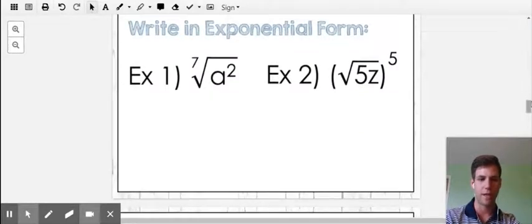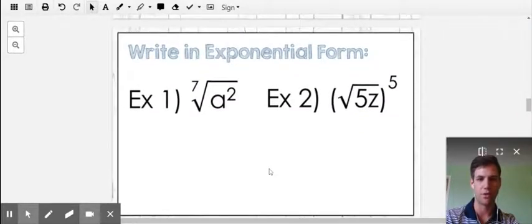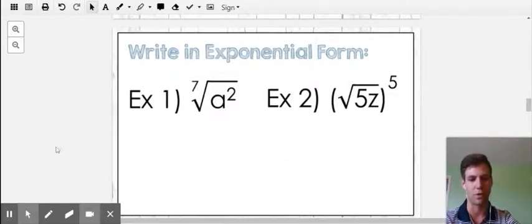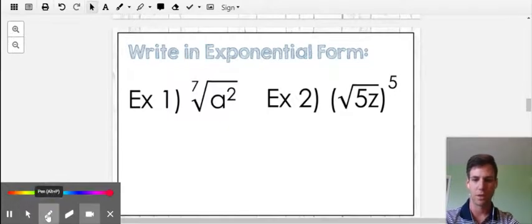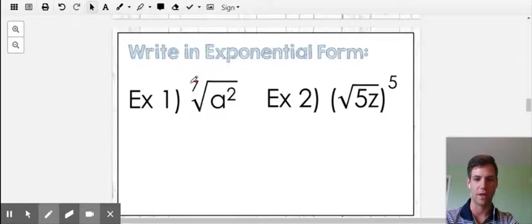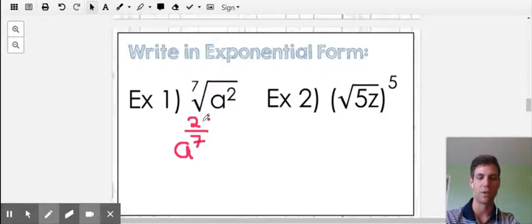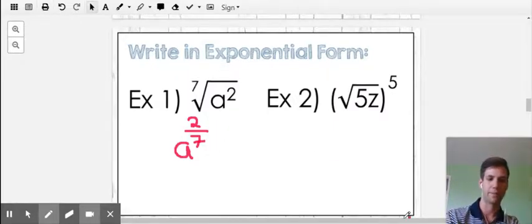So we're going to take these two examples and write them in exponential form, keeping in mind any exponent rules you've learned in the past. Number 1 is pretty straightforward in that we have a squared and it's the 7th root. So all I have to do is write my a again, and the exponent is the numerator and the denominator is the kind of root that you're doing. And so a to the power of 2/7 would be our answer here.